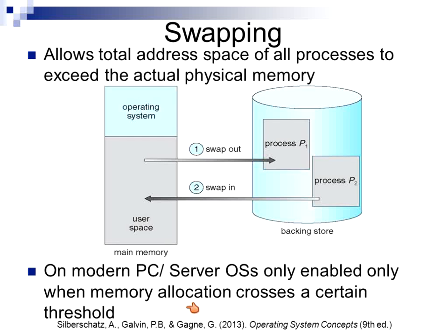Now, usually you try to not swap, because no matter how fast your disk is, it's still slower than memory. So on modern PCs and servers, swapping is only done when memory allocation crosses a certain threshold. When memory is getting so full, then your system might have to start swapping in and out of memory. And you may have seen this on your system.